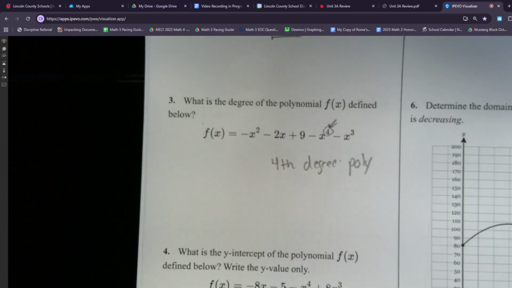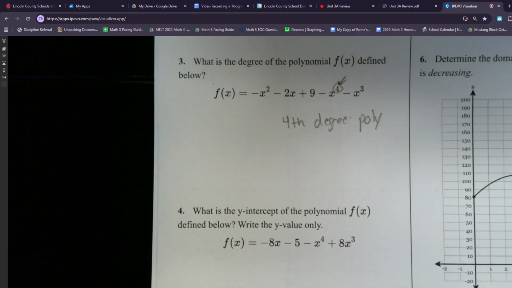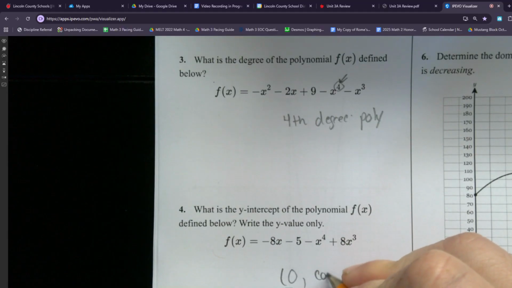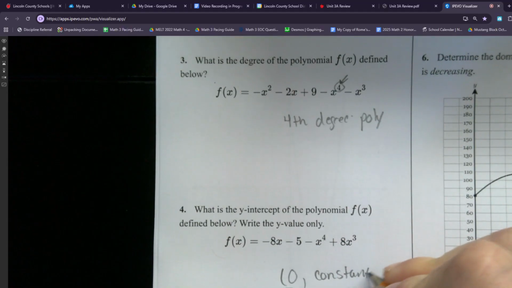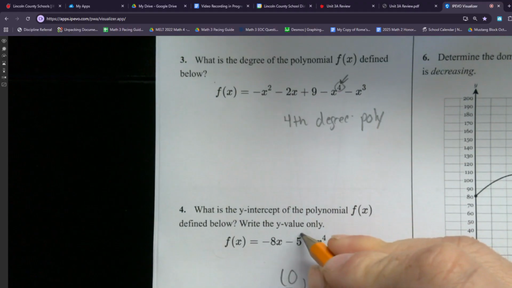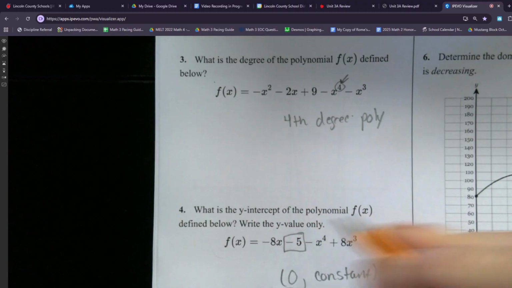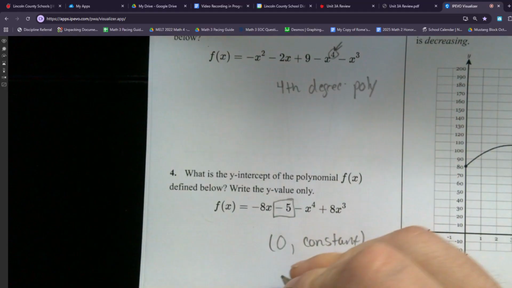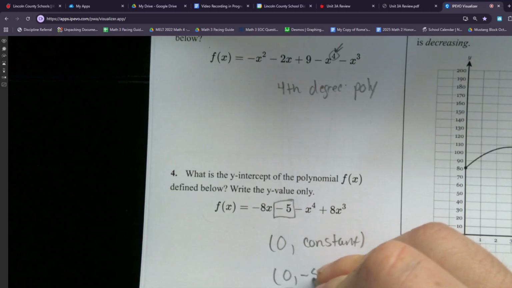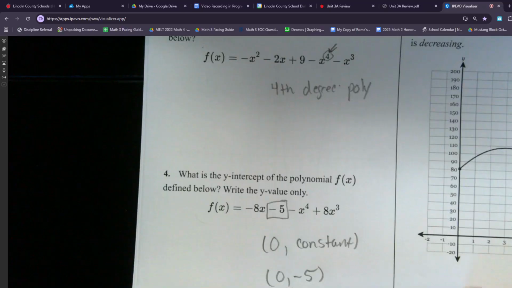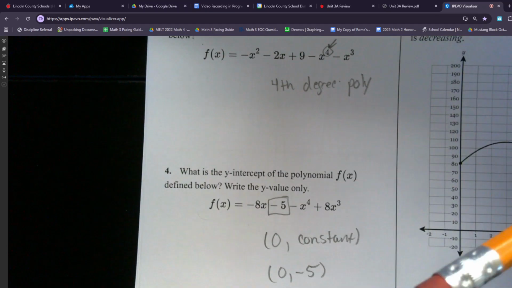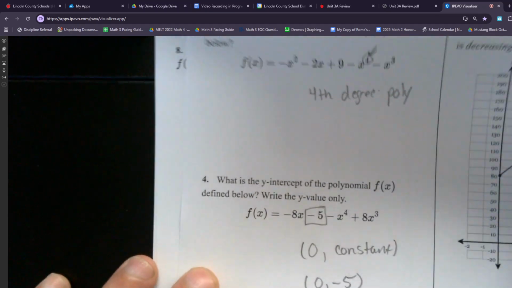What is the y-intercept? Remember, the y-intercept is always 0 and your constant. Well, the constant, of course, is a number without a variable. So the y-intercept of this polynomial is simply (0, -5). Just knowing what to look for on these is pretty much the answer. There's really not a whole lot of math to it. So those are pretty straightforward.